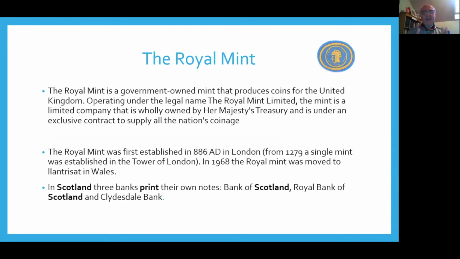Now, I want you to learn something about the Royal Mint. The Royal Mint is the Royal Mint Limited, and it's operated by Her Majesty's Treasury. It has the exclusive contract to supply coins for our countries. Now, this part I want you to remember. The Royal Mint was first established in 886 AD in London. That's a long time ago, isn't it? 886 AD. First, it was in the Tower of London. And then in 1968, the Royal Mint was moved to Wales, to a town called Llantrisant.